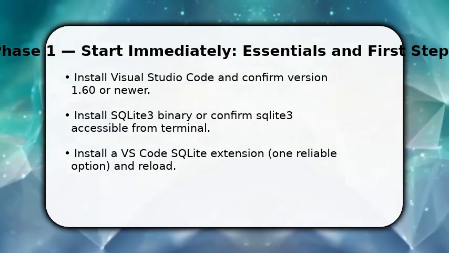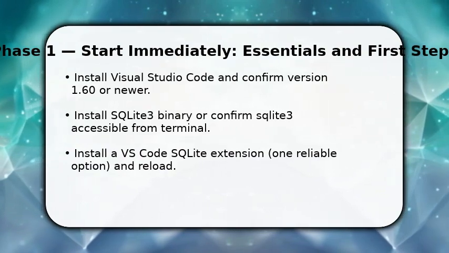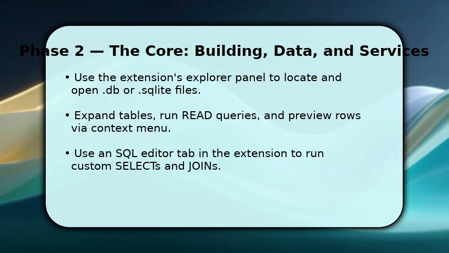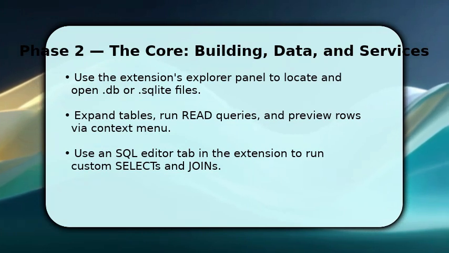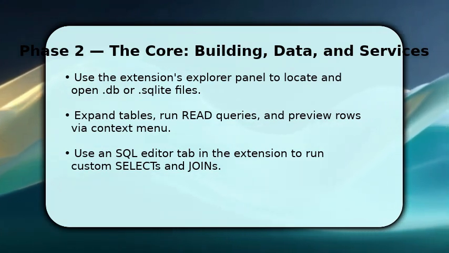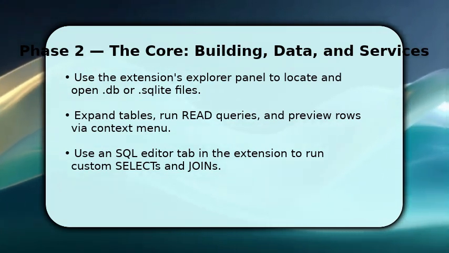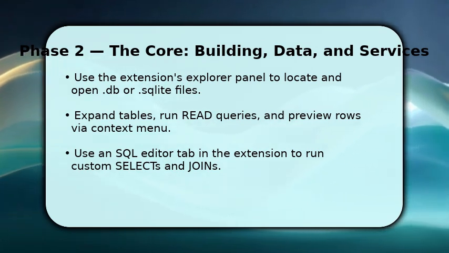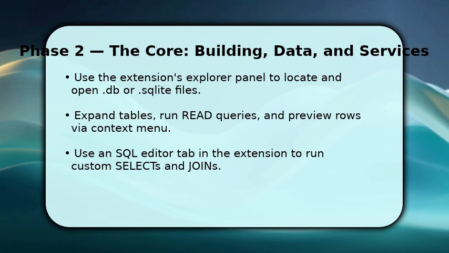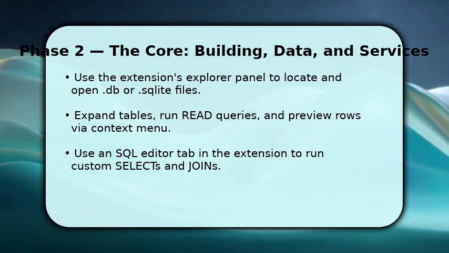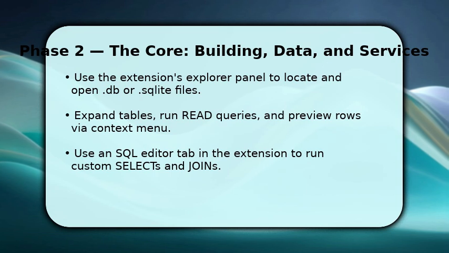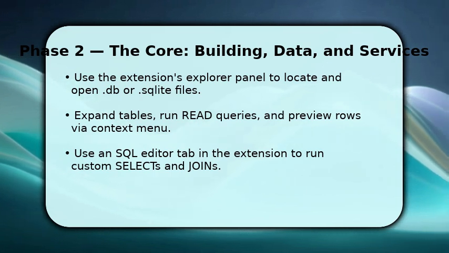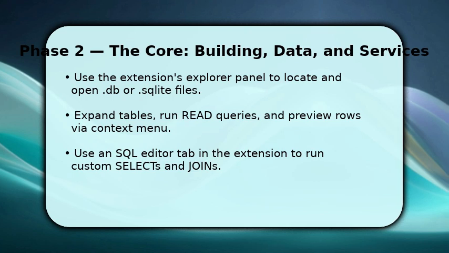Now you're ready to open the database file directly in the editor. Once done, use the extension's Database Explorer to open your DB file. Click to expand the schema and inspect tables. You'll see columns and sample rows. Use the right-click context menu to preview data or create statements. If you need to run queries, open the extension's SQL Editor tab and type select statements, then execute.